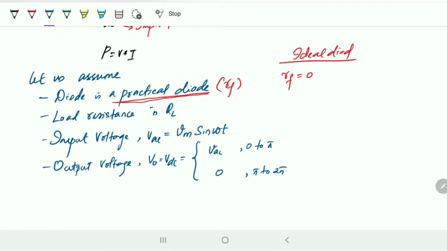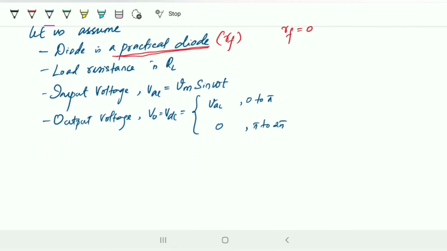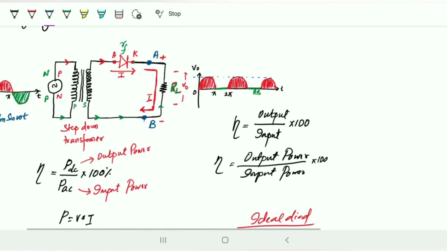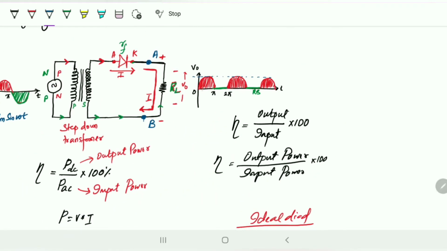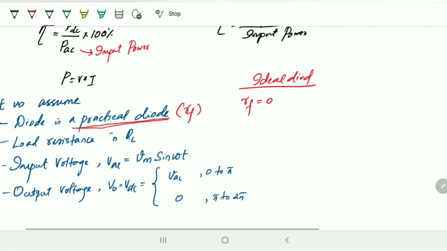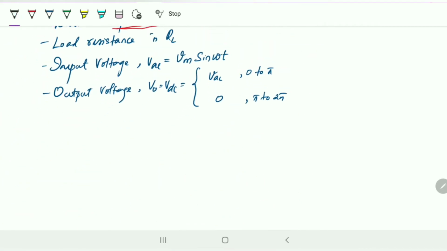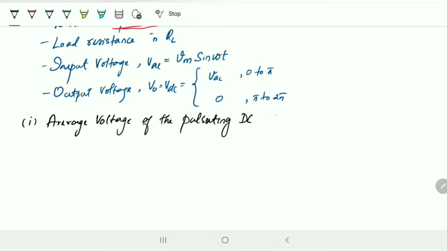Now with this expression, I am going to find the average voltage of the pulsating DC. It is called pulsating because it looks like a pulse, on and off. So I am going to mention it as pulsating DC. The first derivation is the average voltage, or output voltage, or average voltage of the pulsating DC output.